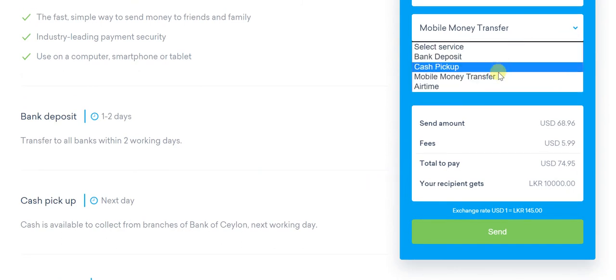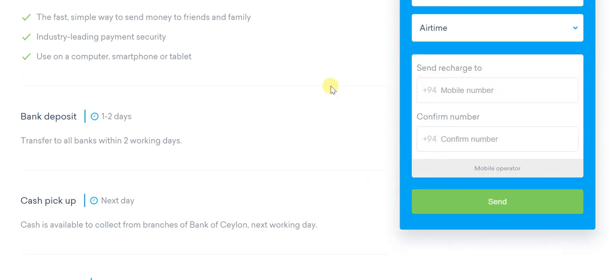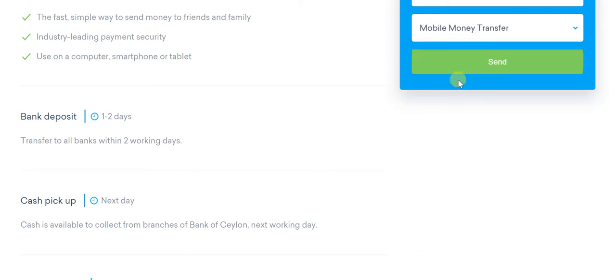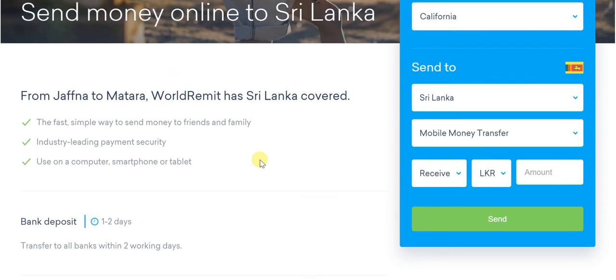There is a fourth option in terms of mobile airtime. That is something we'll not look at in this video, because that is not cash or money per se, but that's mobile airtime which the recipient in Sri Lanka can use to make calls, use data, send messages, etc. So that we look at separately. But otherwise, these are the three options which are available.